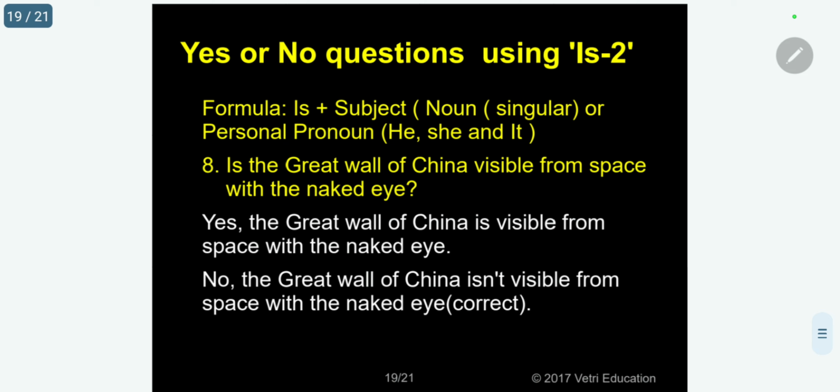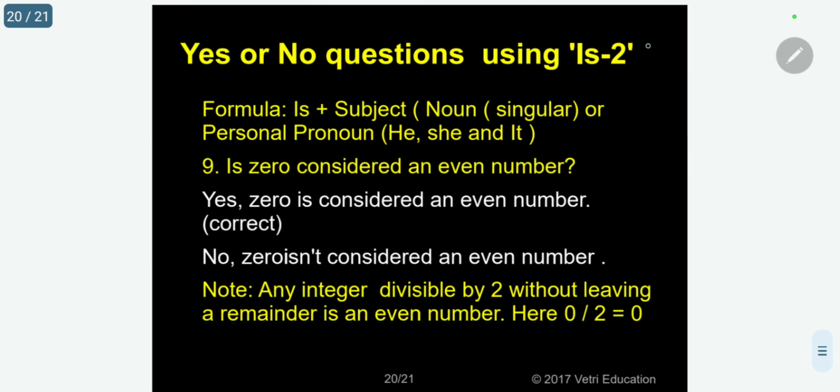Number 8. Is the Great Wall of China visible from space with the naked eye? If it is the correct answer, we have to give yes, the Great Wall of China is visible from space with the naked eye. Actually, answer is not correct. No, the Great Wall of China isn't visible from space with the naked eye. This is the correct one. Kindly follow.